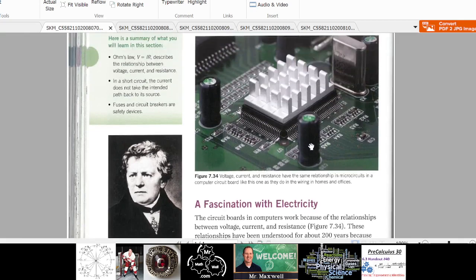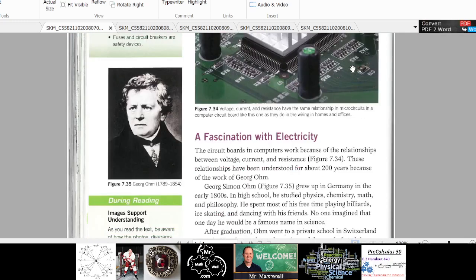So this is a motherboard. So we've got some wires and some capacitors and resistors, and there's current flowing through each of these, but different amounts of current, different amounts of resistance in different parts help to save the electronics and help them to work properly. So Georg Simon Ohm grew up in Germany in the early 1800s.